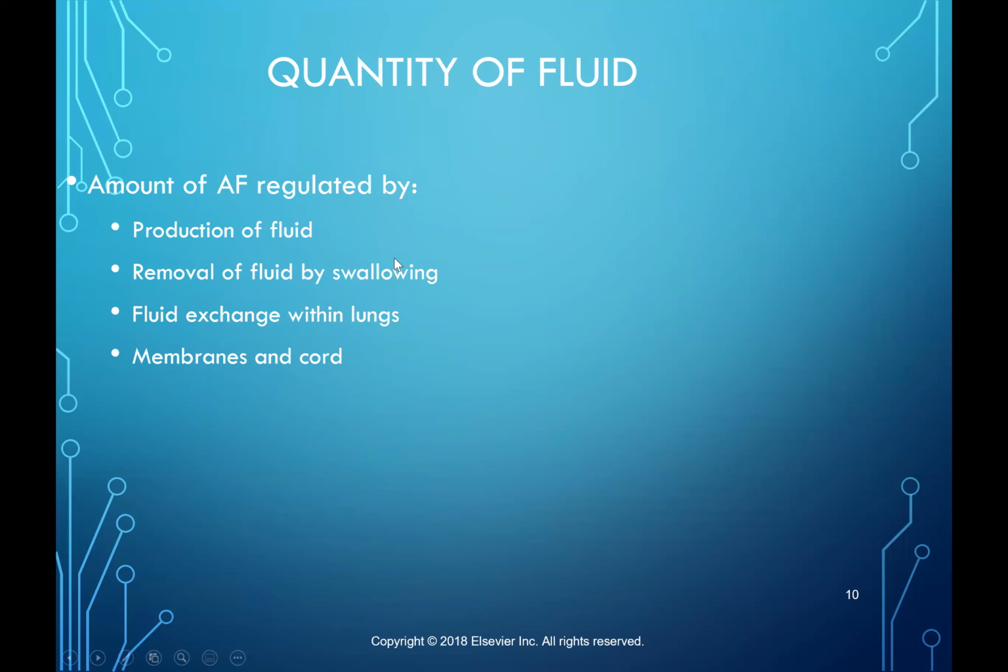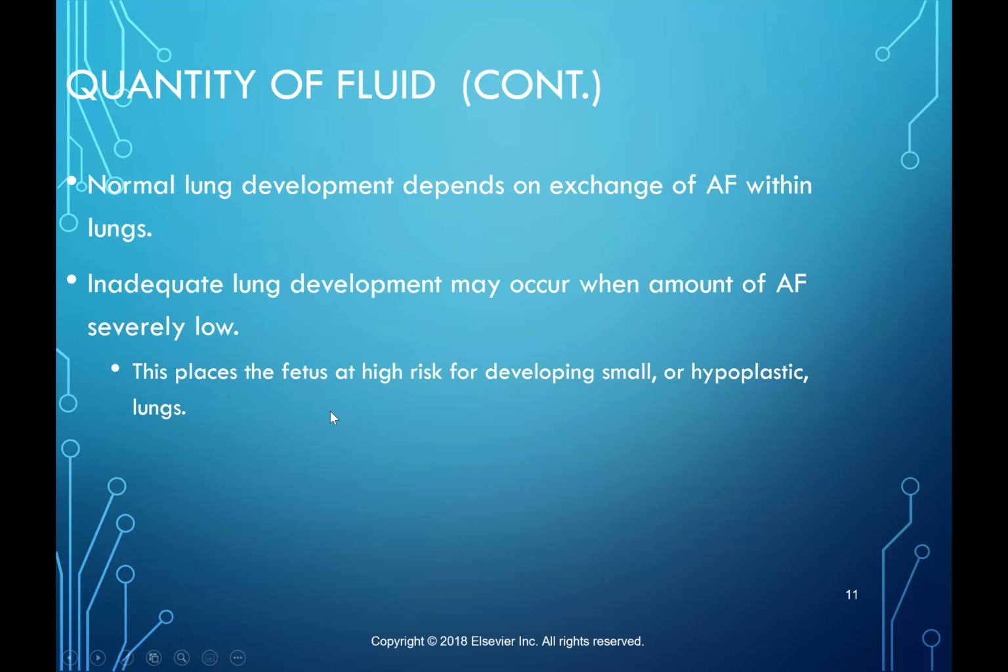Now, another thing that you need to know is that the amount of the amniotic fluid is regulated by production of the fluid, removal of the fluid by swallowing, and fluid exchange within the lungs, in the membranes and cord. One of the big reasons is that normal lung development depends on the exchange of the amniotic fluid within the lungs.